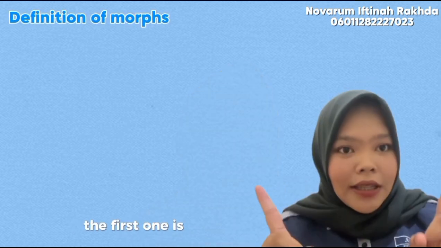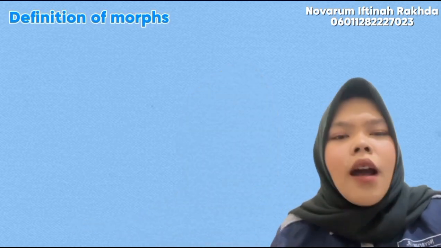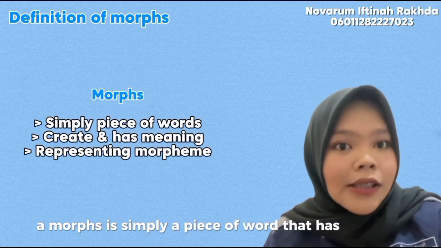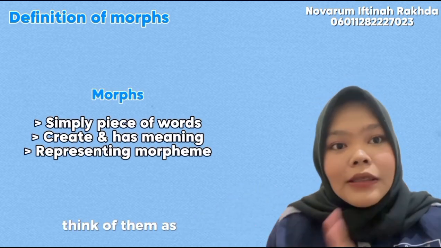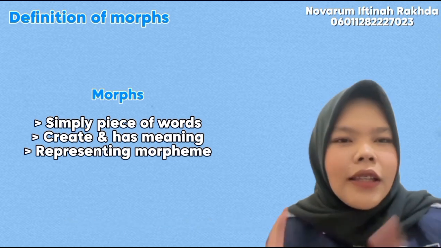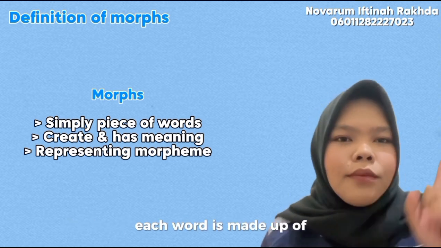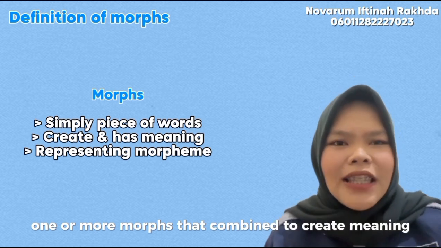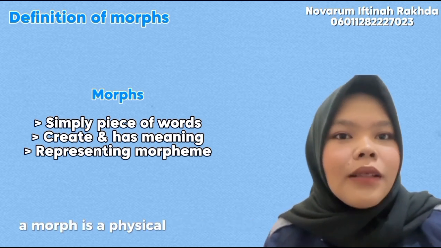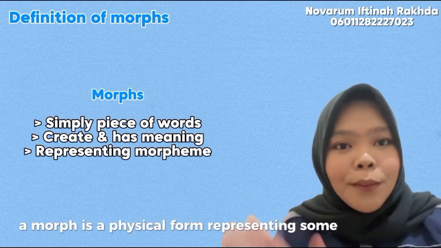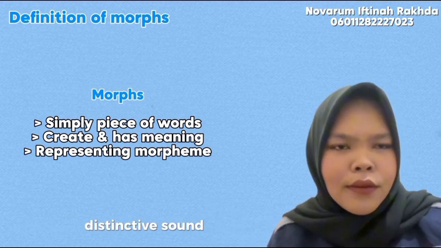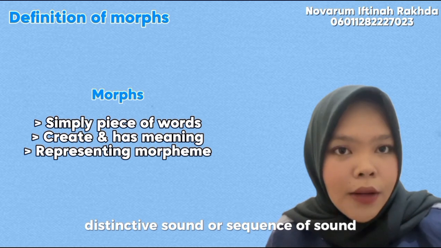The first one is the definition of morphs. A morph is simply a piece of a word that has meaning. Think of them as the building blocks of words. Each word is made up of one or more morphs that combine to create meaning. A morph is a physical form representing some morpheme in a language. It is a recurrent distinctive sound or sequence of sounds.